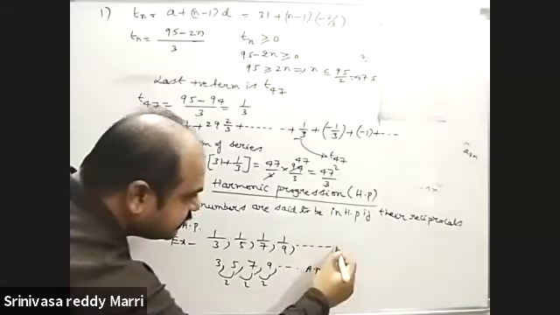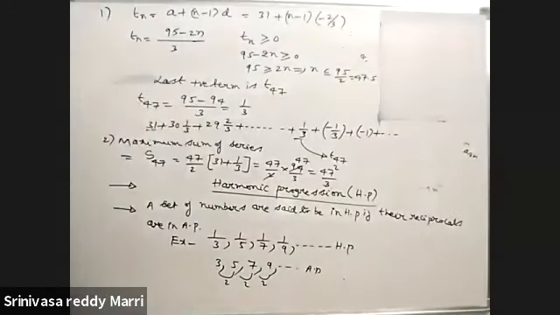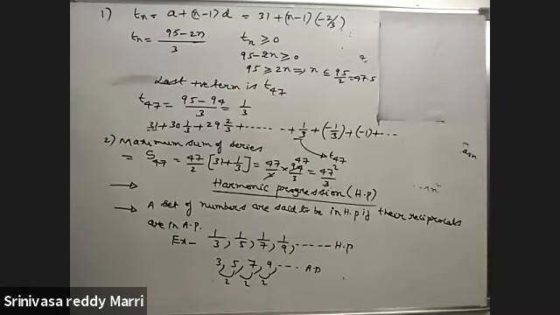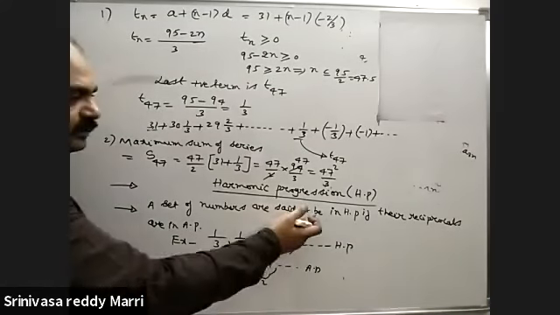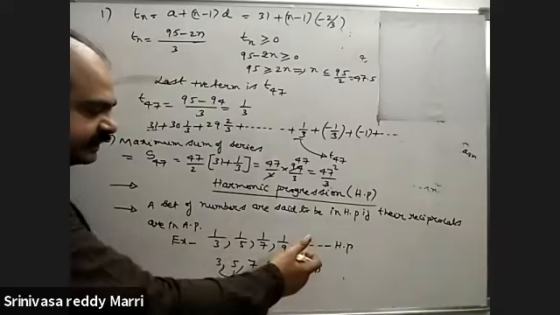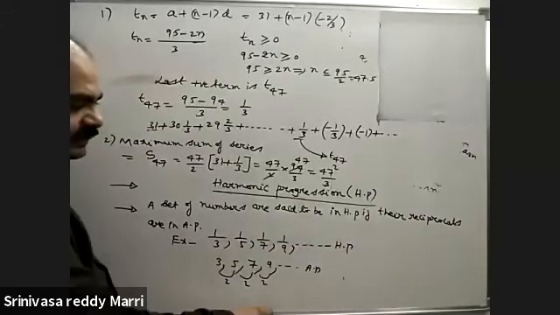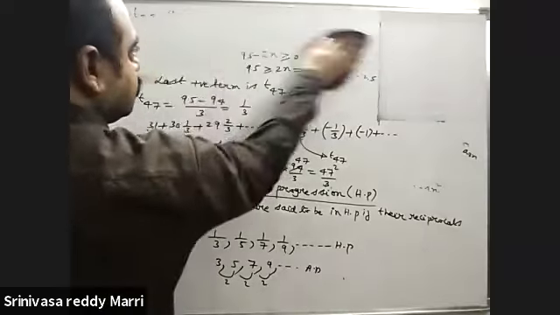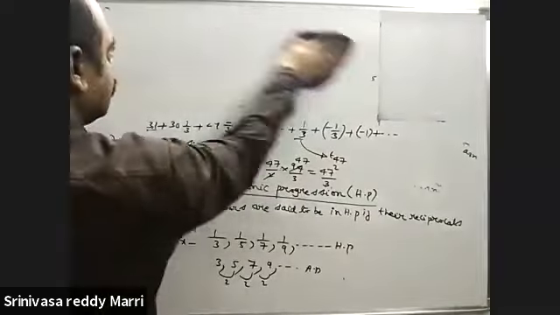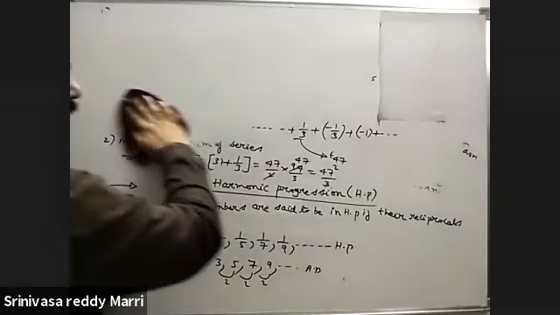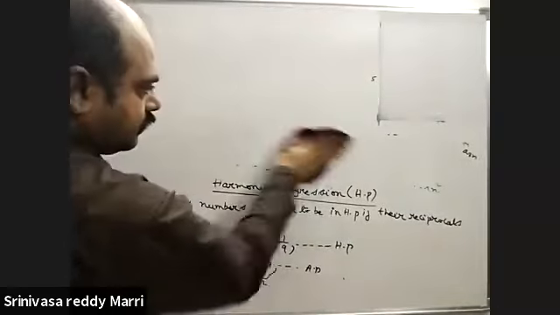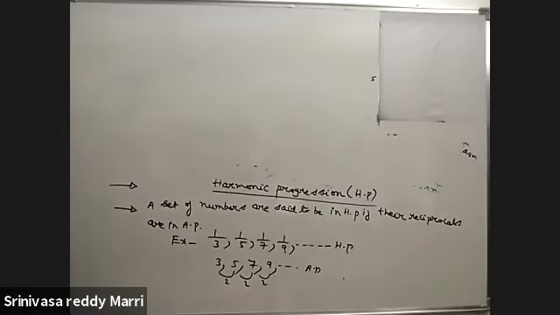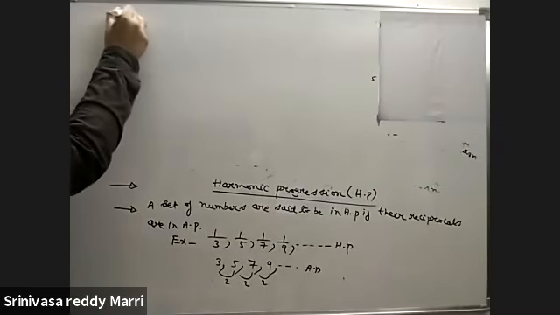When the reciprocals are in AP, then these numbers are said to be in harmonic progression. No other definition is there. Whenever numbers are given, if you take the reciprocals and they are in AP, then the numbers are said to be in harmonic progression. The only thing is, whenever an HP is given, you take reciprocals and form an AP.